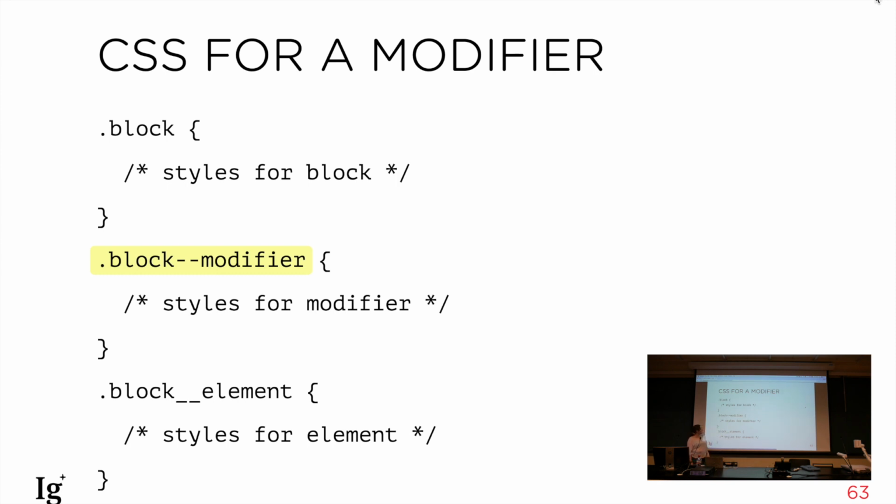This naming scheme for modifier is block hyphen hyphen modifier name. And it is different from the element because elements are underscore underscore. And it was specifically made two symbols because it was easier to read, especially when you're looking at a lot of HTML text. So this is why not just one hyphen and not one underscore, but two.